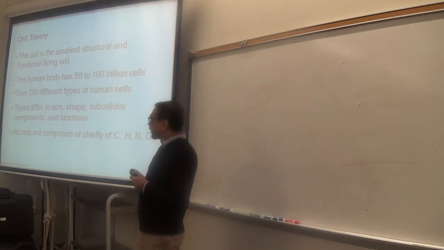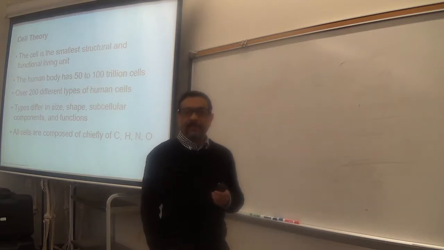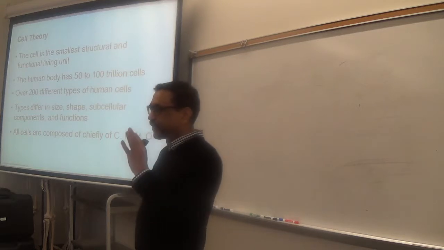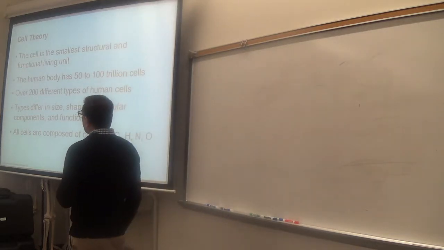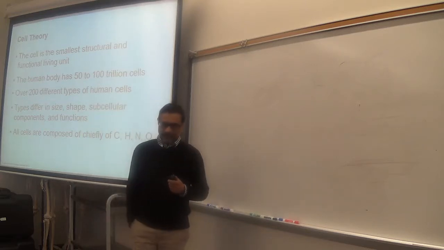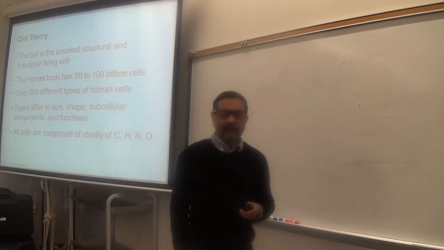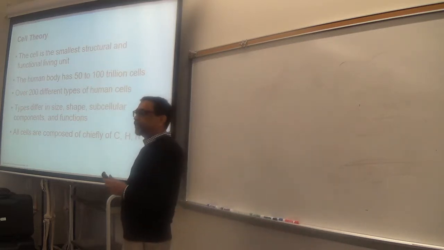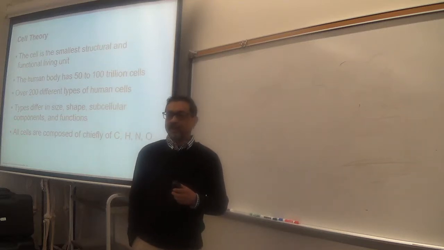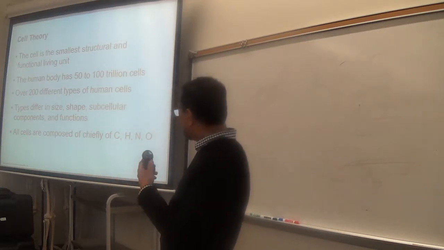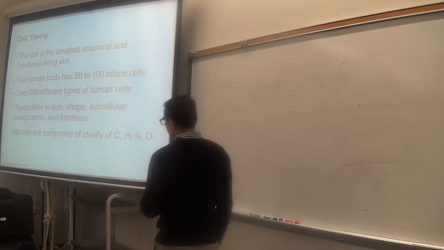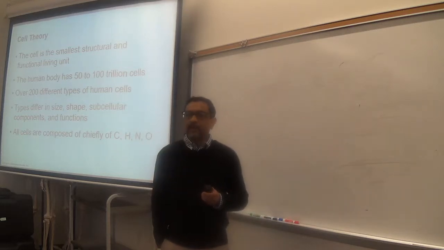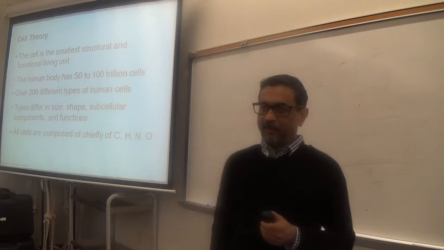Human body has 50 to 100 trillion cells. Not million, not billion, trillion. Over 200 different types of cells are present in the human body. How are they different? They are different in shape, size, function, and their components inside the cells. So over 200 different types of cells are present.